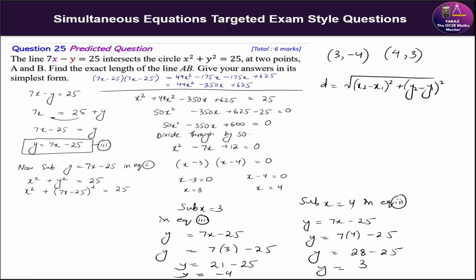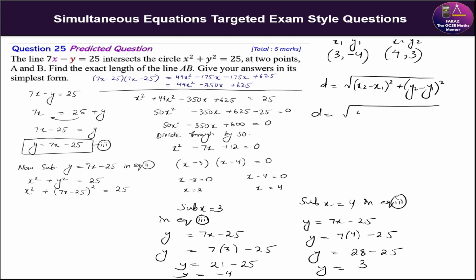Alright, so you have to take this one as x1, y1. Be careful that we have x equals 3. At x equals 3, you are getting y equals -4, so you must write (3, -4), and at x equals 4, you are getting y as 3, so the next coordinate is (4, 3). To find the distance between them, you have to substitute those values in this formula.